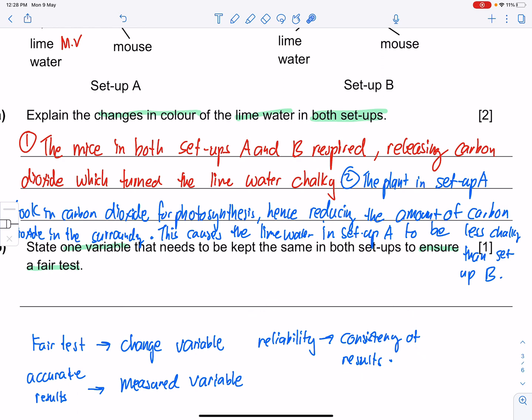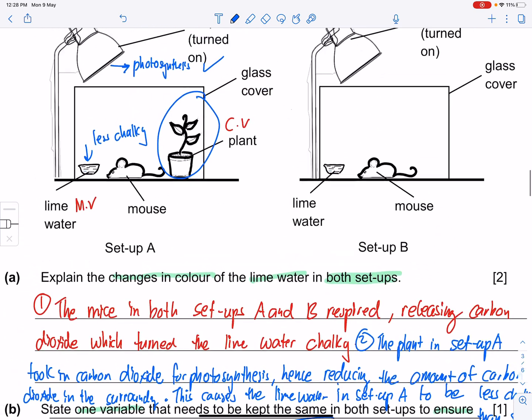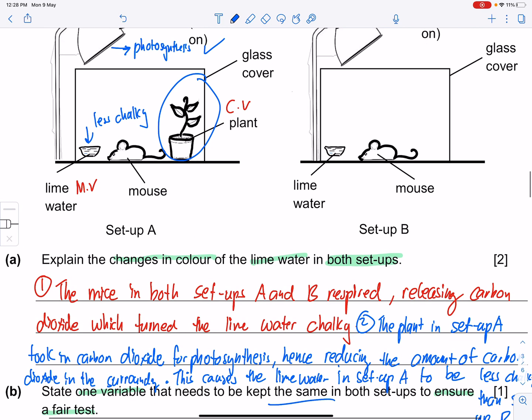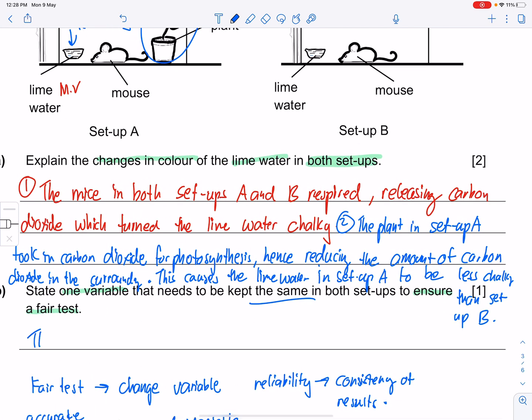So the one change variable is kept the same. So the only thing you cannot keep the same is the presence or absence of the plant. However, most of you will just say things like this. Okay, the lamp.